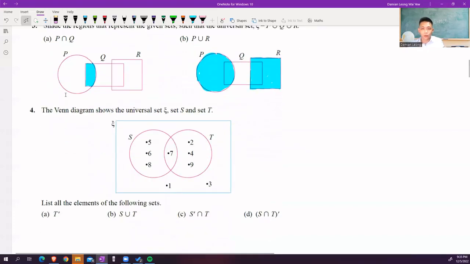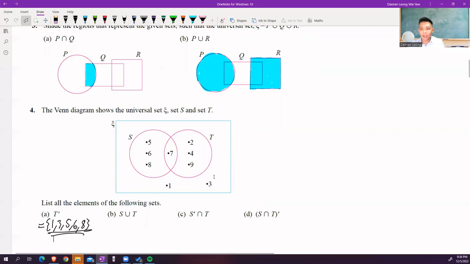Then question 4. I have the Venn diagram that shows set S and set T inside the universal set. We want to list all the elements of T complement. T is everything inside here, so complement means everything else, everything outside of your set T. So I have 1, 3, 5, 6, 8. That's part A.